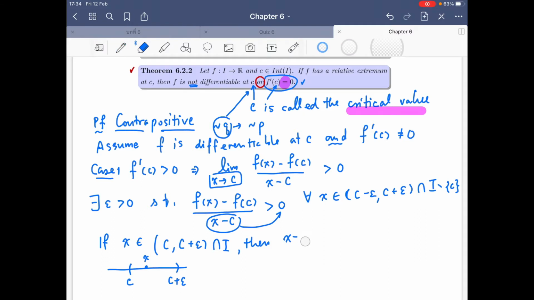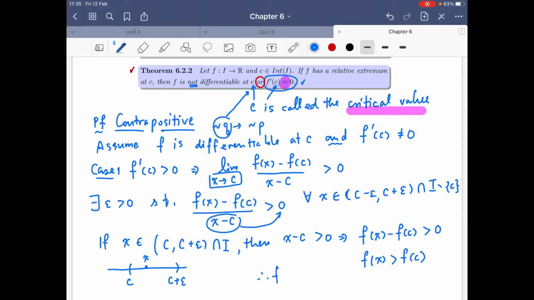So x - c is positive, and it implies that f(x) - f(c) is also greater than 0. So f(x) will be greater than f(c). So of course f at c is not a relative maximum, because on the right hand side, the value is greater.